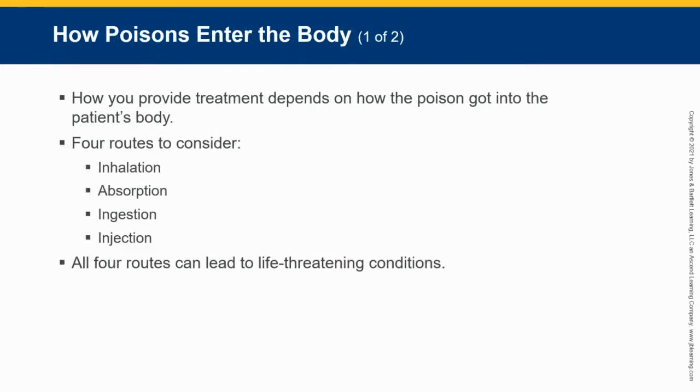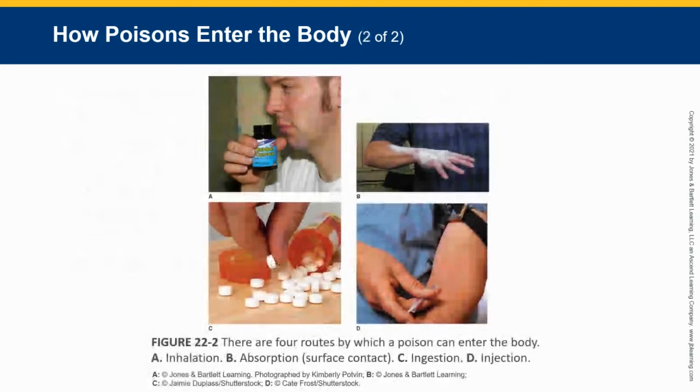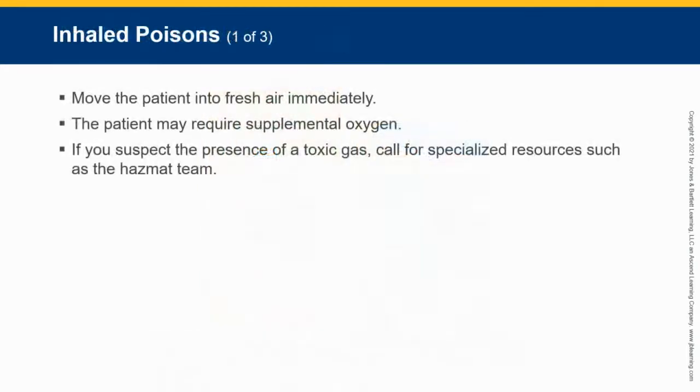So let's talk about how poisons actually enter into the body. There's 4 routes: inhalation, absorption, ingestion, and injection. And all 4 routes can be life-threatening. And there's examples of each: the inhalation, top left, absorption, injection on the bottom right, and we know that we can ingest pills and substances as well.